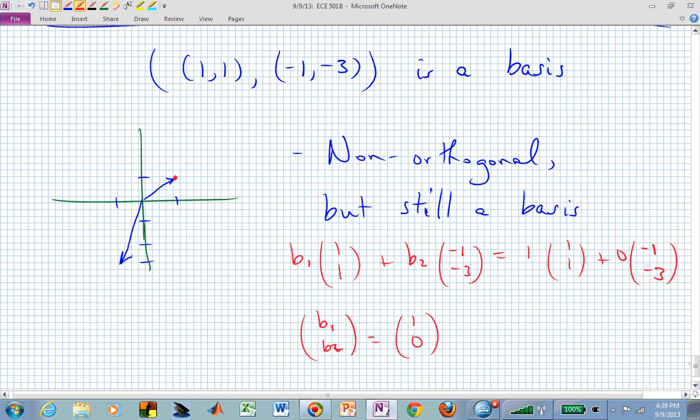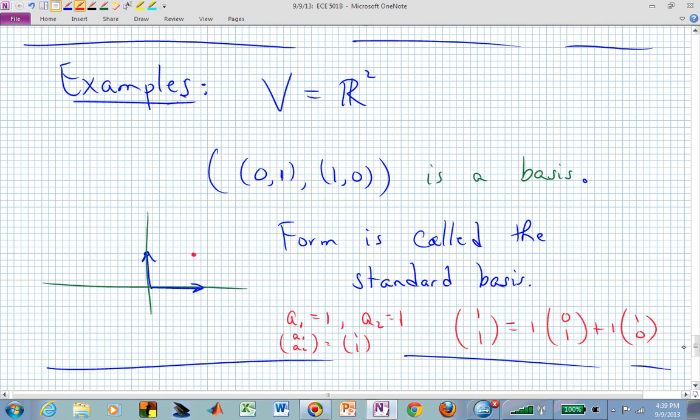Whereas before, in this set of basis, I needed 1, 1 to represent that same point. Is that clear, or does that help answer that earlier question on coordinate system?